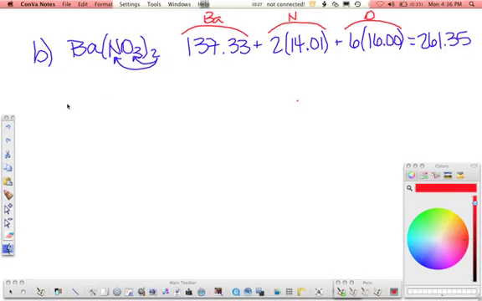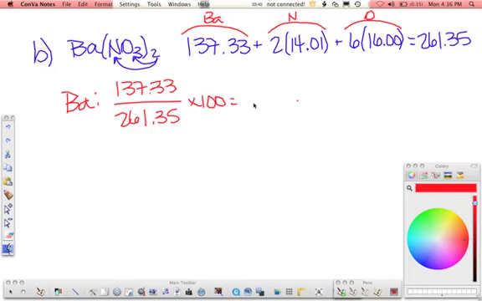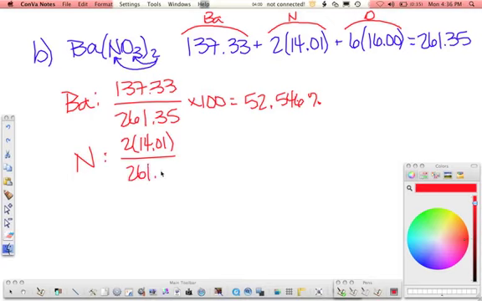Oh, let's see, we were at barium. So we got 137.33 divided by 261.35 times 100 to make it a percentage, and you get 52. Notice we get to have 5 sig figs on that one. So 52.546%. And then for nitrogen, we have our 2 times 14.01 divided by that same 261.35 times 100.